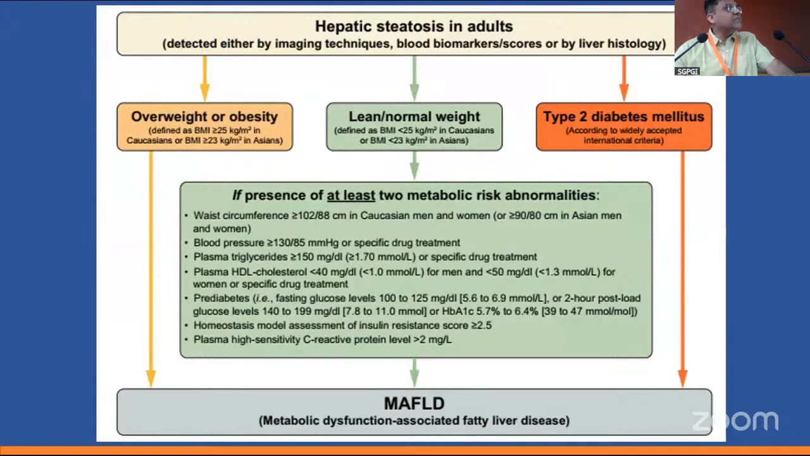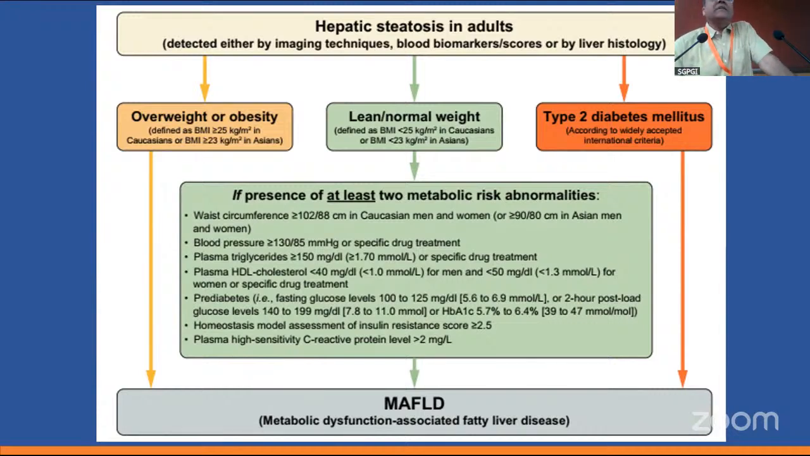And this new definition of MASLD was given. If ultrasound, biopsy, CT scan, MRI, anything shows fat deposition in the liver along with diabetes or obesity, it is fatty liver disease. If the person is non-diabetic or non-obese, then other criteria are there. Any two factors should be present, like waist circumference more than 100 or 88, but that is applicable for Caucasians. Please mind, for Indians it is 90 or 80 centimeters.